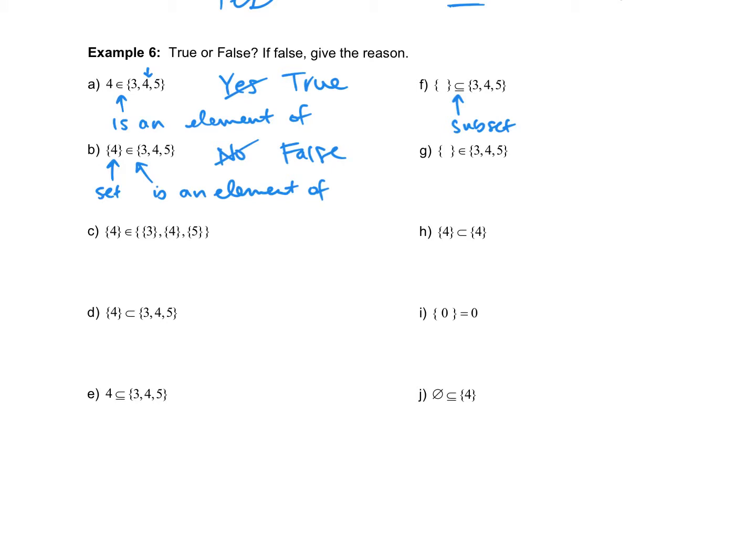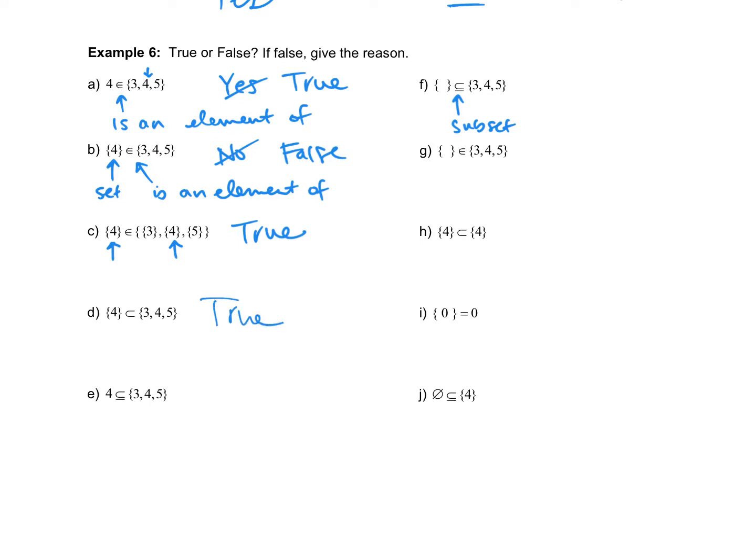Now, the next one, the set {4} is an element in the set of sets, {3}, {4}, and {5}? Yes. Now, this is a set, but so is this. So in this case, the set is also an element. A set is an element of a set of sets. So this is true. Next one, D. The set {4} is a proper subset of {3, 4, 5}. So yeah, it's a set, so it can be a subset, and it can be a proper subset because it's not equal to the set. So that one's also true.